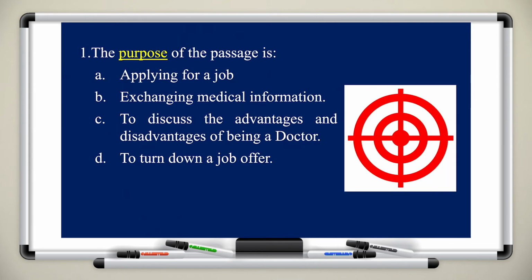The first question is the purpose of this passage. So, we read the passage together, the email. Now, what is the purpose of this email? Look at the answers and choose the correct answer. You won't be able to answer this correctly unless you read the letter or the passage or the email carefully and you understood it. So, the answer is applying for a job.